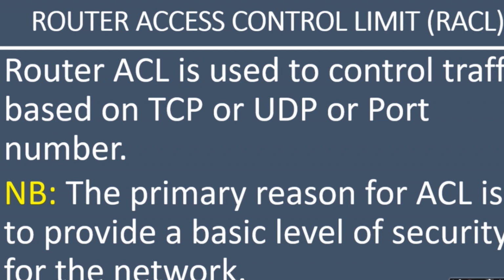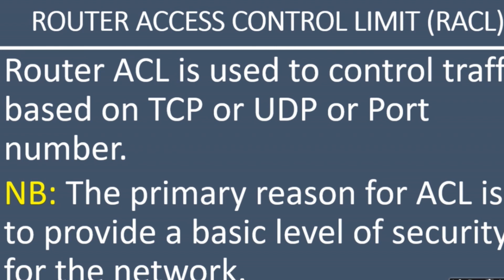Now note that the primary reason for access control limit is to provide a basic level of security for the network. That is the primary purpose of access control limit: to make sure it provides a basic level of security for the network.